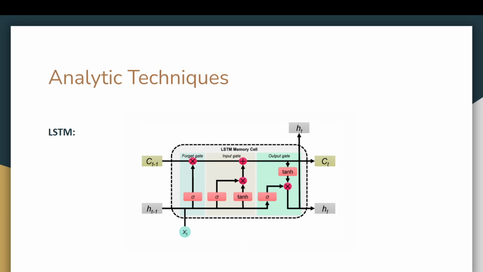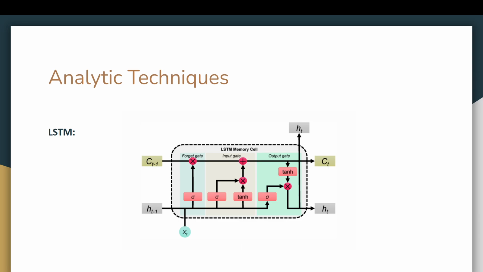And next, I'll briefly explain how LSTM works. LSTM has a cell state that acts as a memory, capable of carrying information across long sequences. It helps in preserving important information throughout the processing of the sequence. It uses 3 gates to control the flow of information.